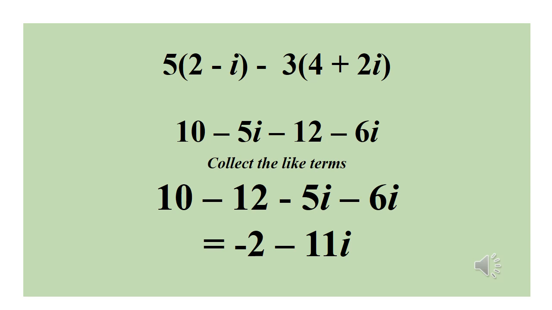So if you collect the like terms, we have 10 minus 12 minus 5i minus 6i. 10 minus 12 will give us minus 2. Then minus 5i minus 6i will give us minus 11i. So we have minus 2 minus 11i. That's number 2.